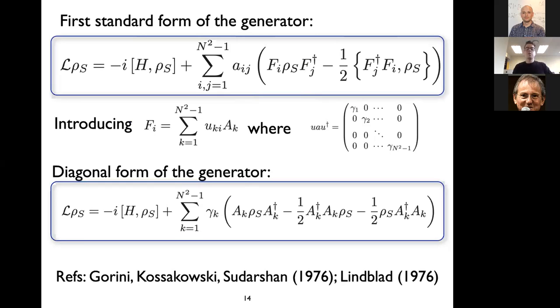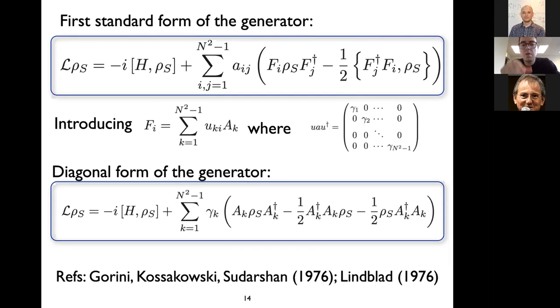So using these ingredients, what you can prove using this dynamical semigroup condition is that what's called the first standard form of the generator is given as follows. In the expression in this blue box at the top, H is defined as a self-adjoint operator acting on our open system. You can think of this as a Hamiltonian, but in general, it's just any self-adjoint operator. That's contained in the first part of the expression.